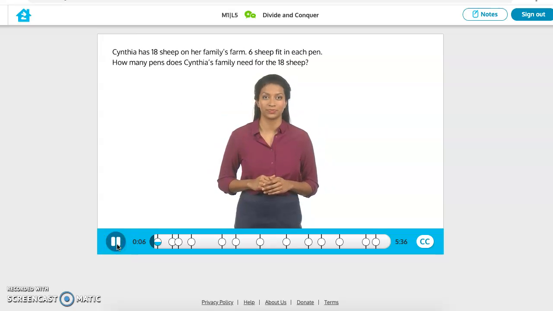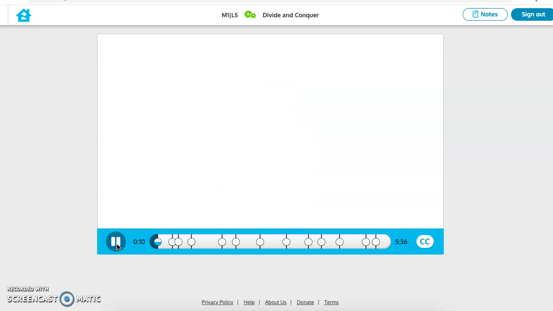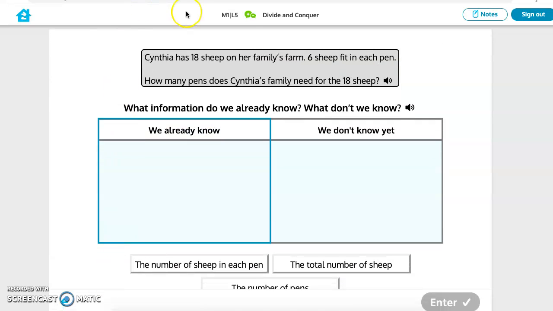Let's start off with a word problem. Read this problem and imagine what is happening. Cynthia has 18 sheep on her family's farm. 6 sheep fit in each pen. How many pens does Cynthia's family need for the 18 sheep?